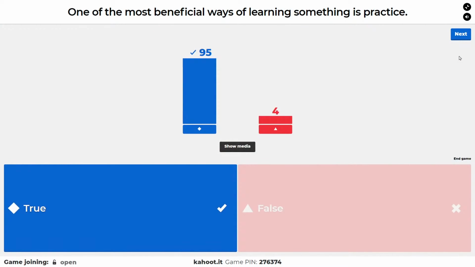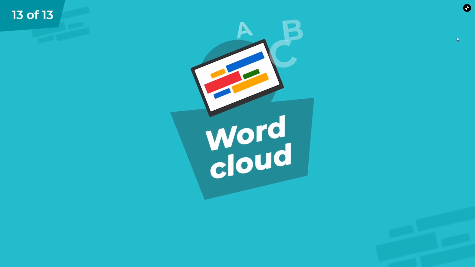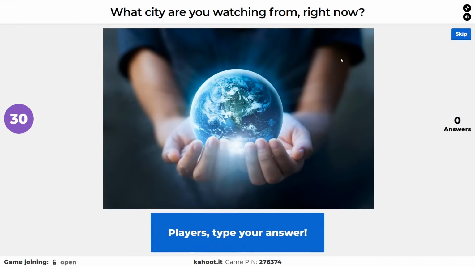And I think we have one last question. Hopefully it has points associated with it. These are randomized, so I'm not always sure. And Great Orcs is still crushing it. Here is, let's hope for points. Oh, it's a word cloud. No points. That means Great Orcs is on top.